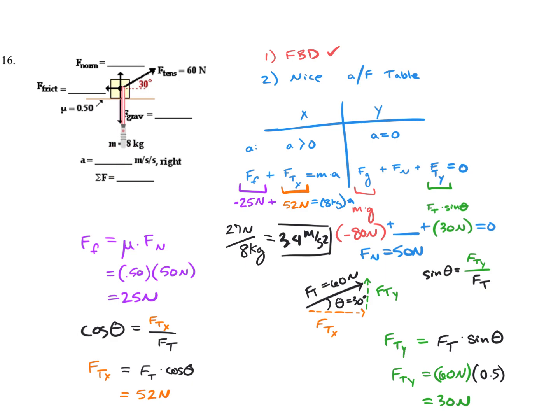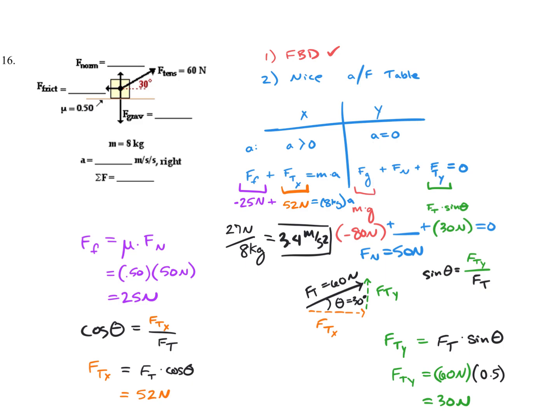So if you're pulling the system and it's going to accelerate to the right, then you know that your acceleration is greater than 0. So we can't say more than that, but we do know we now need to add these two forces together to equal m times a. If it's accelerating to the right, that means it's not accelerating up or down. So in the y dimension, you can say that the acceleration is 0.